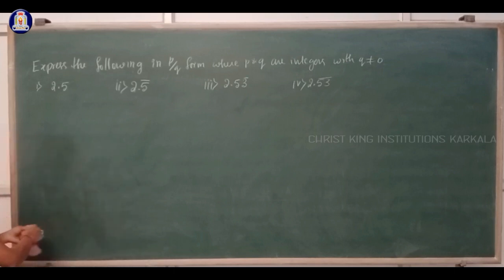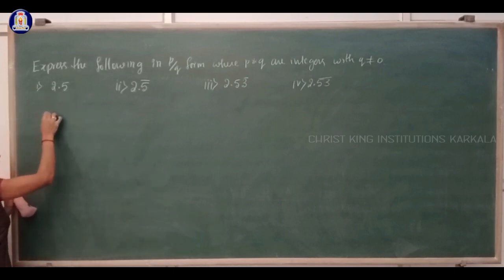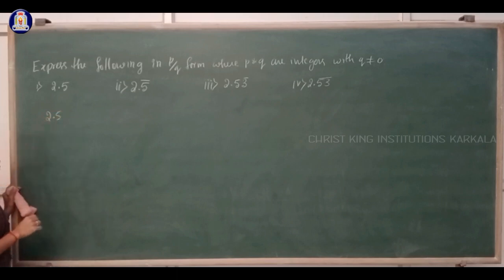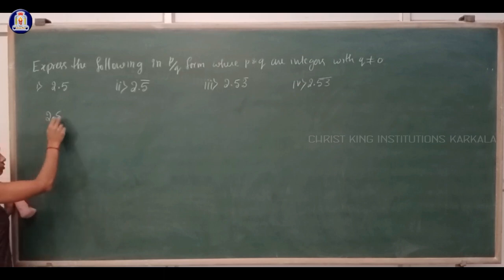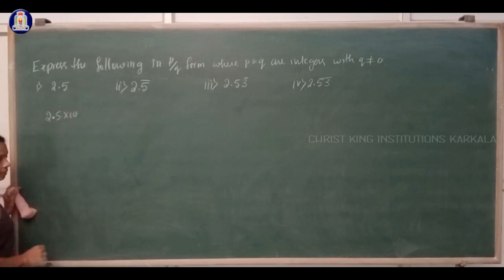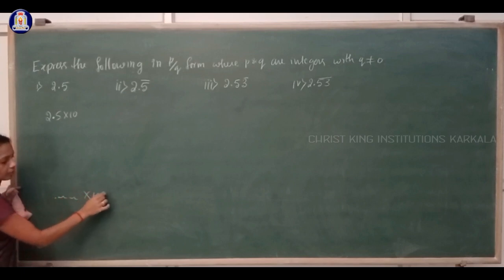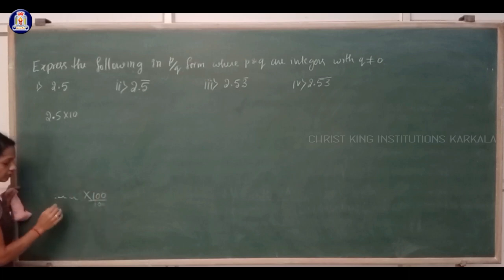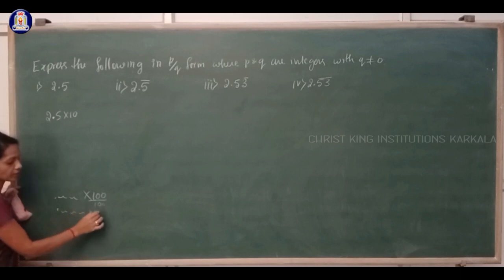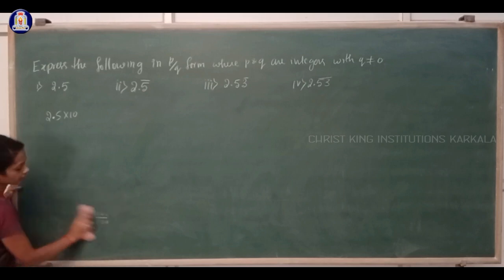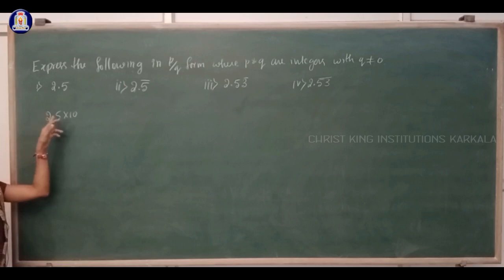Okay, so now the first one, 2.5. Suppose you are given 2.5, how will you write that in a rational form? Here you have to see how many digits are there after the decimal point. Only one digit, right? So if only one digit is there, you have to multiply by 10. If two digits are there after the decimal point, then you have to multiply and divide by 100. And if three digits are there, then you have to multiply by 1000 for both numerator and denominator. So here, after the decimal point you have only one digit, so you have to multiply and divide by 10.